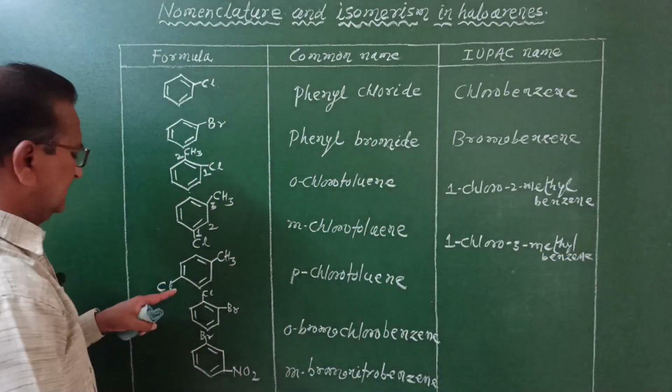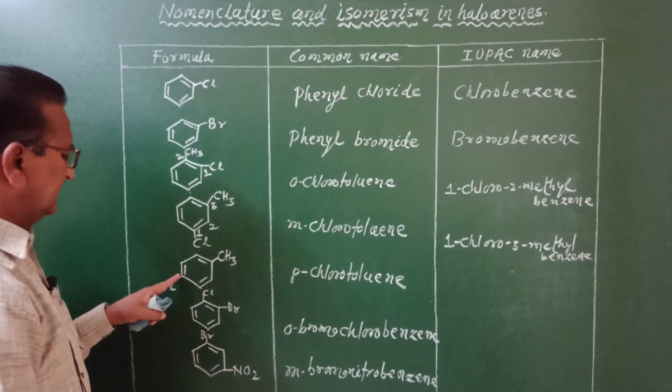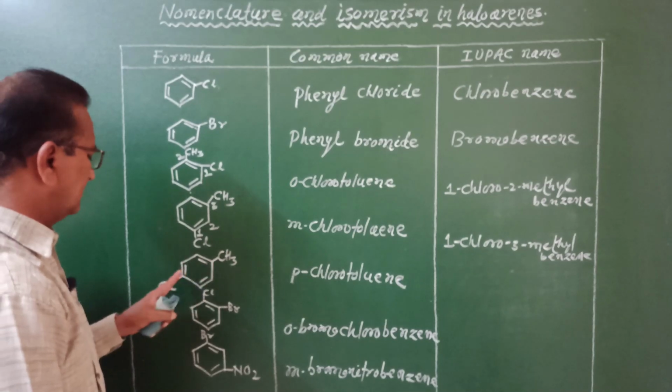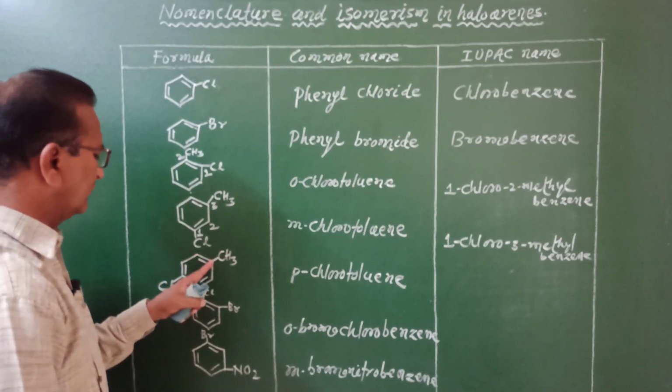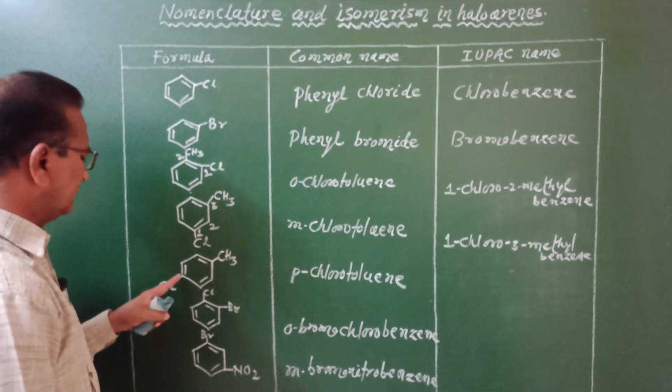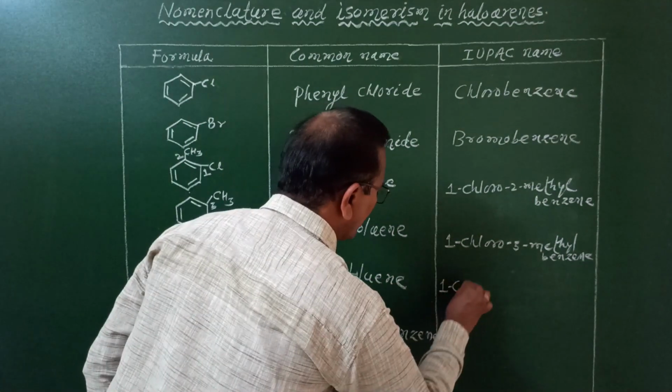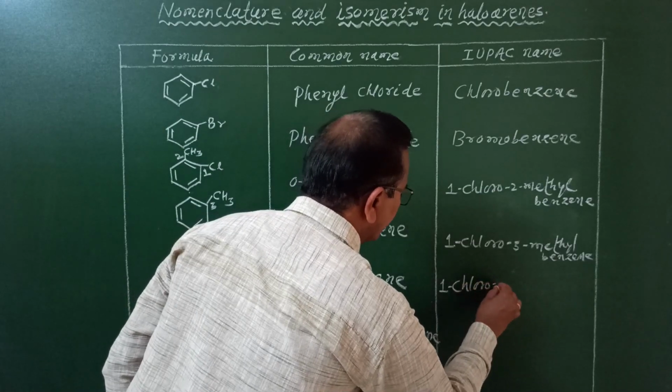Okay. Now let us see this one. If this is numbered as 1, then 1, 2, 3, 4. So what is the name of this compound? 1-chloro-4-methylbenzene.